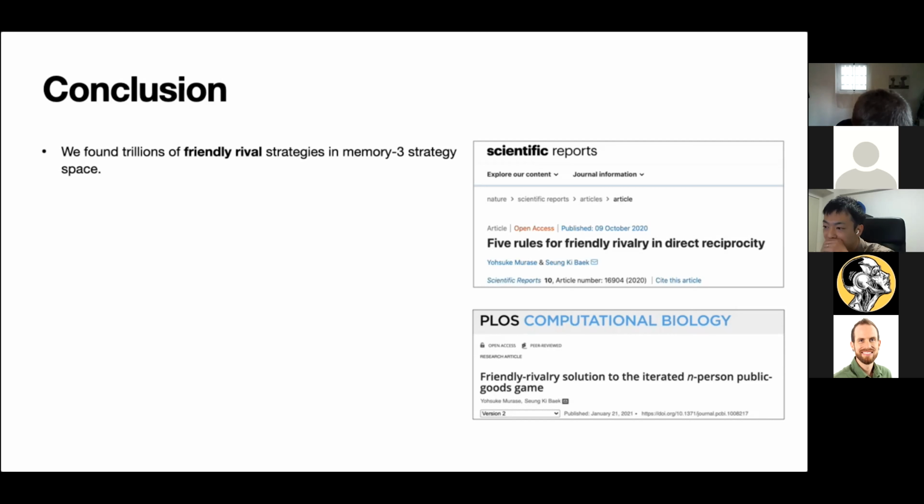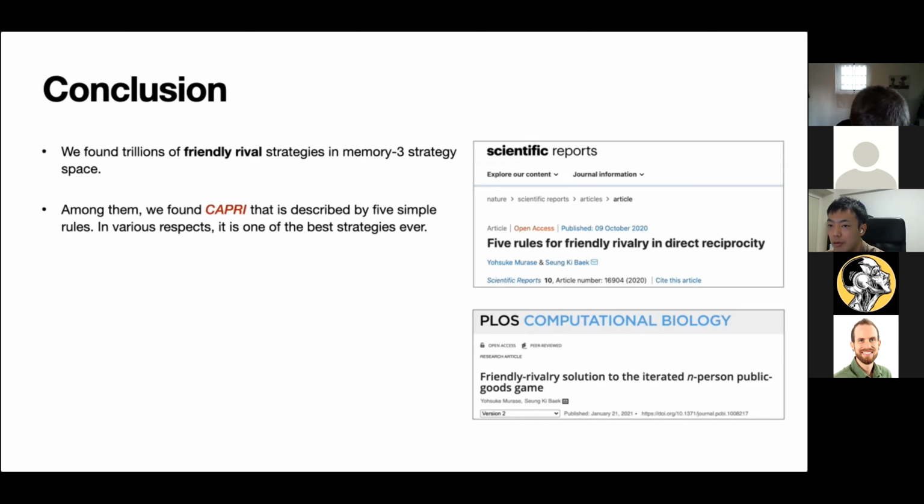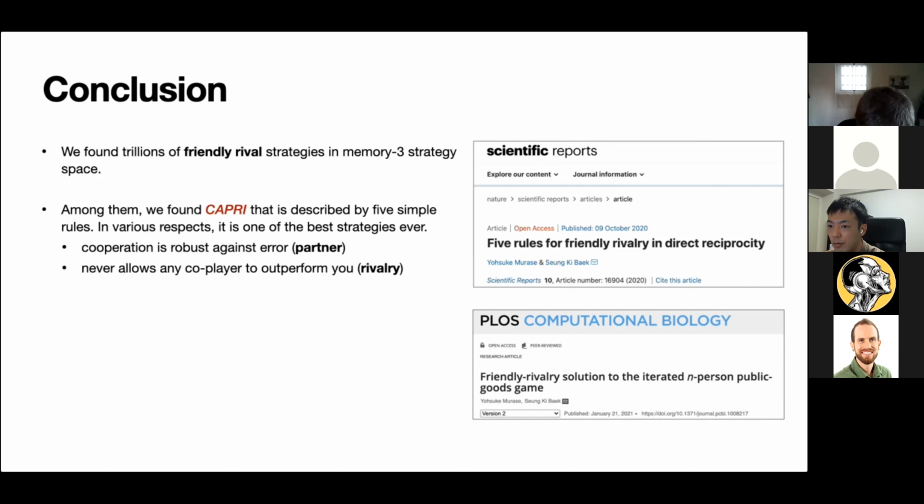Among these diverse friendly rivals, we found a simple strategy, Capri, that is described by 5 simple rules. So we believe in various respects it is one of the best strategies ever because its cooperation is robust against an error. It never allows any co-player to beat you, and it is evolutionarily robust for any environmental conditions.